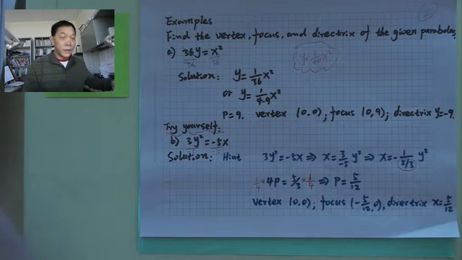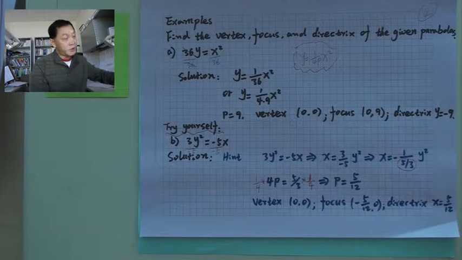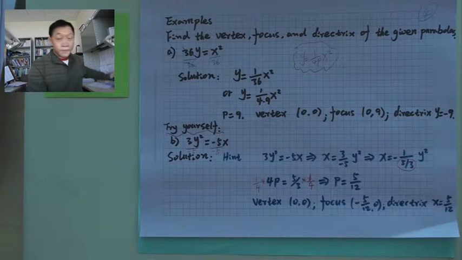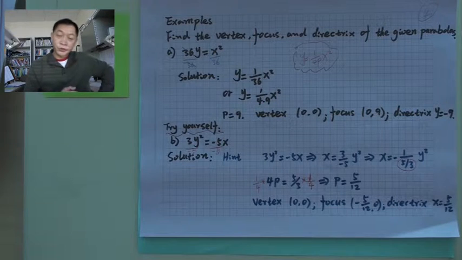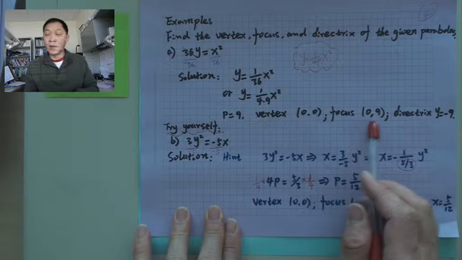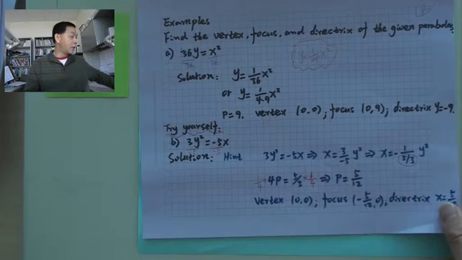Now, these first two examples basically show that from the algebraic equation, we can tell the geometric features: where the vertex and the focal point are and where the directrix is. We've got to do more on that. Okay. Look at this example.